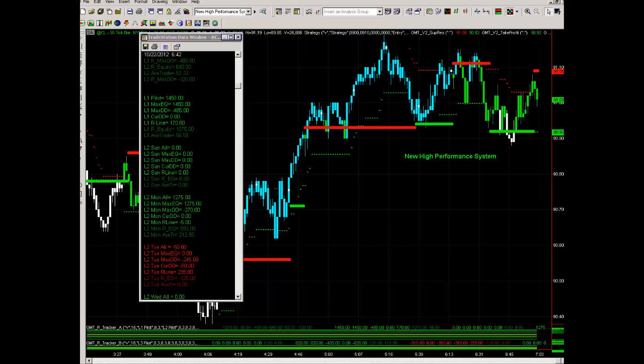Initially trend, and then we're going to add the cycle as well, Kim. Yeah, and then the new system will come out in MT4 as well.